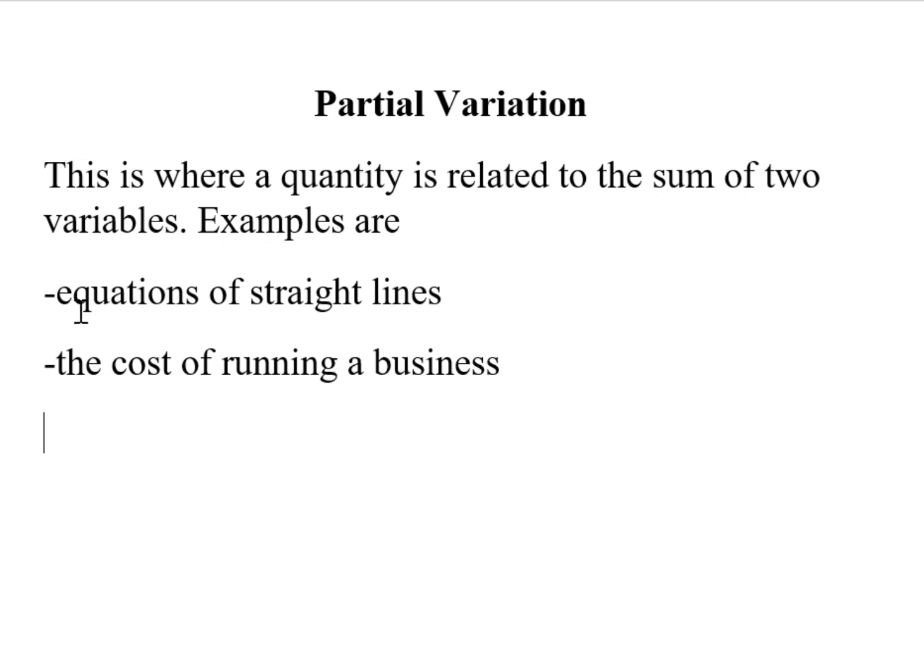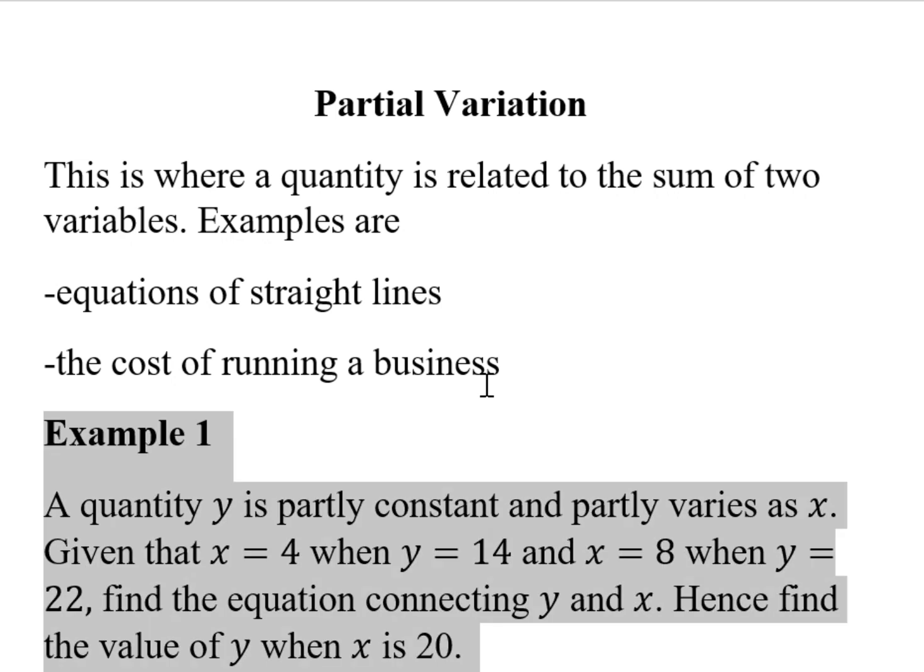Now, if you remember, the equation of a straight line is normally of the form y is equal to mx plus c, where m is the gradient, x is the variable x, and then c is the y-intercept, which is always a constant. And when you consider the cost of running a business, you realize that there is that cost which is normally fixed regardless of the volume of activities that you undertake in a business. And there's that part of the cost that varies depending on the volume of activities that you undertake in the business. So we have an example here.